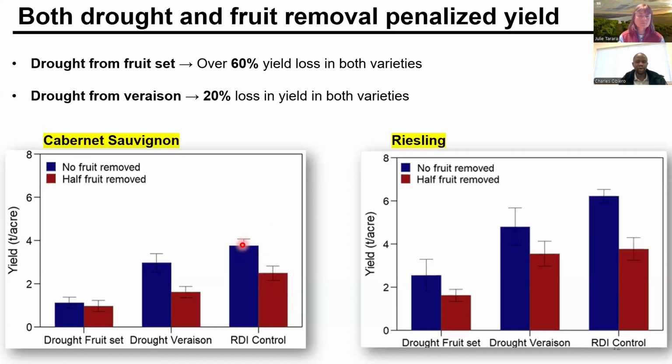The bars are only going to show you whether it was significant or not. And so the bars that are overlapping show that they were actually not significant. We can see that our RDI, which is the industry standard, performed really well. The yield was really impacted by our drought from fruit set much more compared to even the drought from Verison. Similarly for the Riesling, when we look at that, both the drought and fruit removal really impacted the yield.